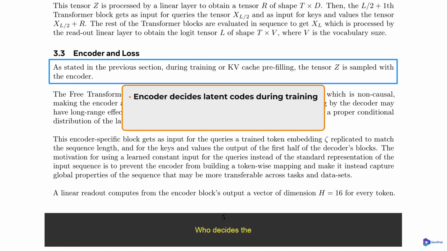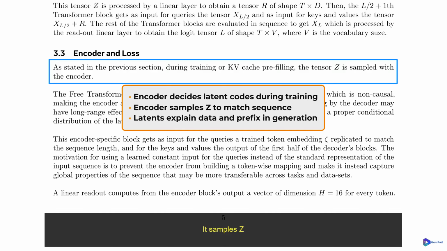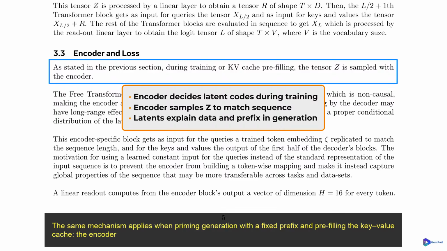Who decides the latent codes during training? The encoder does. It samples Z to match the observed sequence, ensuring the latent variables explain the data well. The same mechanism applies when priming generation with a fixed prefix and pre-filling the key value cache. The encoder proposes latents compatible with that prefix.